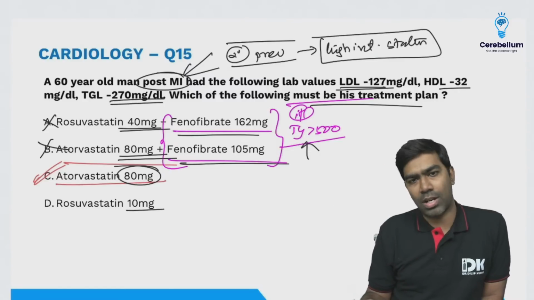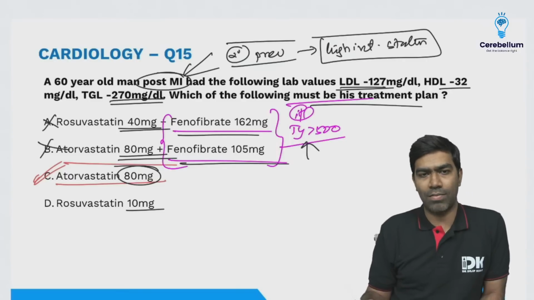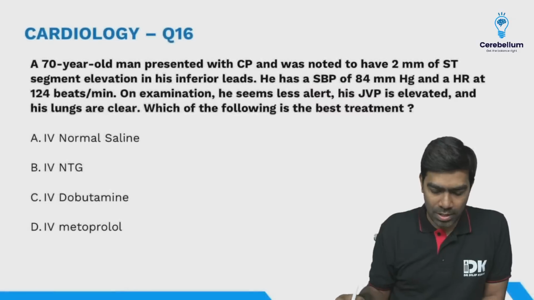Rosuvastatin 10 milligram is not correct because it's not a high intensity statin. Rosuvastatin 20 to 40 is a high intensity statin. 5 to 10 is moderate intensity only. So the right answer is option C for this. This is done. Easy one.